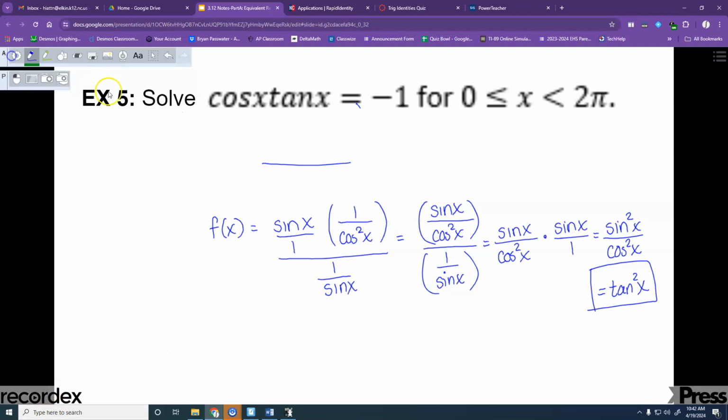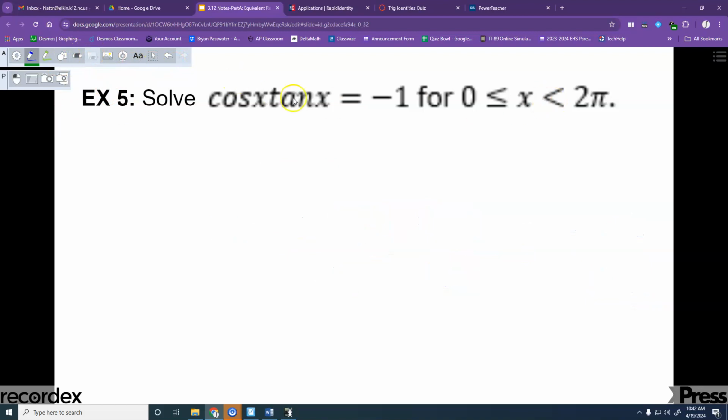Alright, this one is an equation. Sorry for the poor quality. I copied and pasted that from an older set of notes that I had done. We got cosine x tangent x equals -1, and we're supposed to solve that for 0 to 2 pi. So, could I do this? Cosine x equals -1, tangent x equals -1. Could I do that?